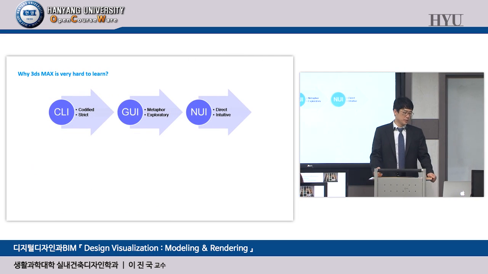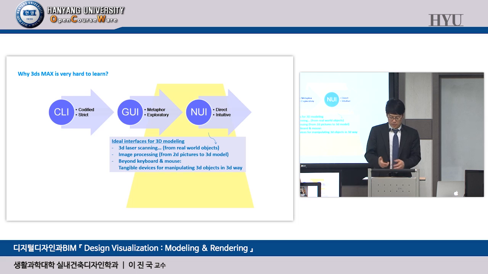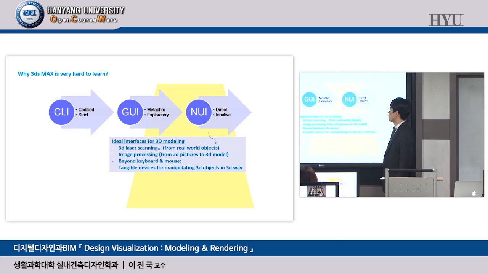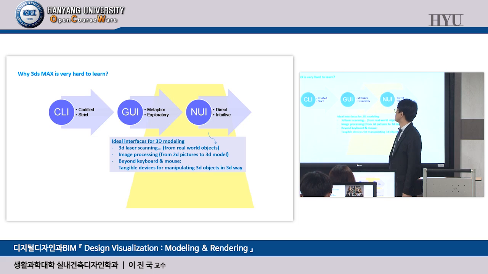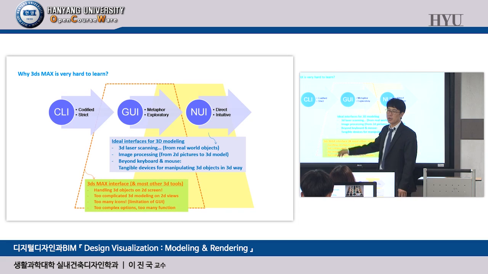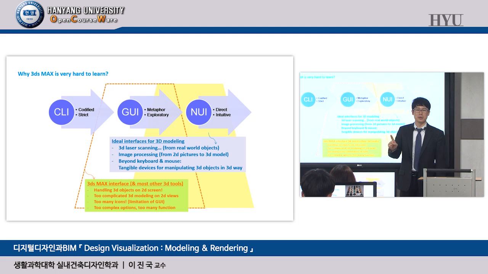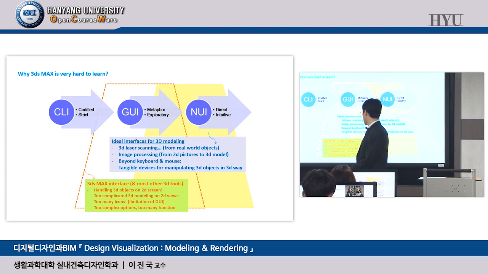We also reviewed graphical user interface issues and some changes in user interface issues. The ideal interface for 3D is NUI, partially GUI, 3D laser scan, photogrammetry, something beyond the keyboard and mouse. This is ideal, but in reality, we have to type numbers, we have to click buttons using a number of functions, representatively the 3D Max interface, okay?